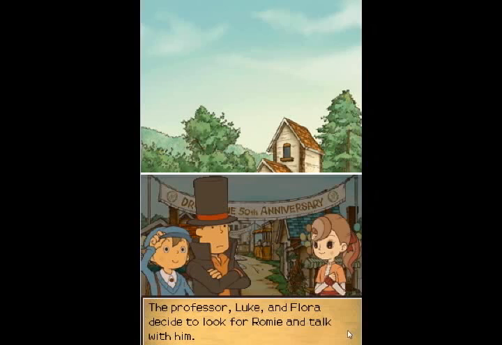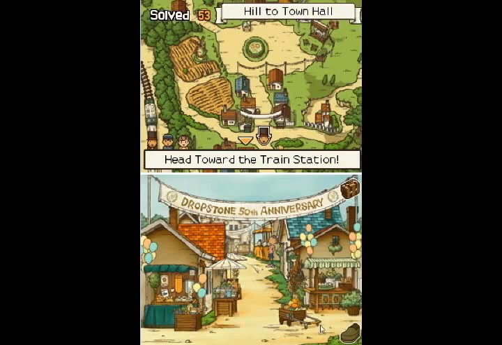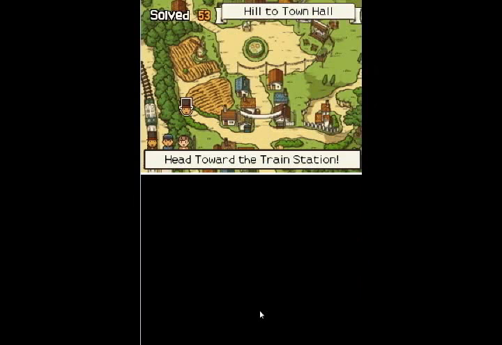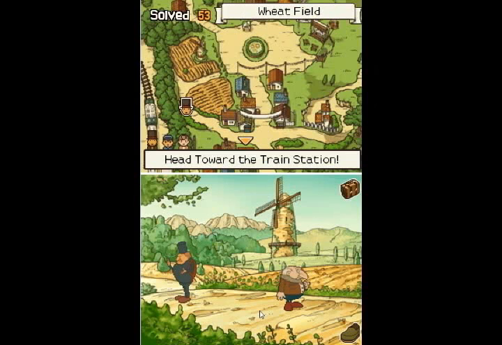And now we need to go find Romy. And to go find Romy here. This way. And then you.